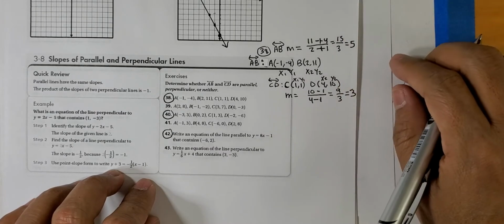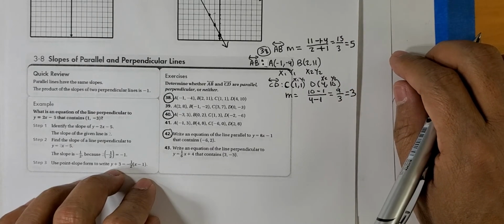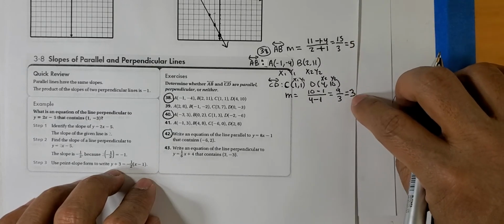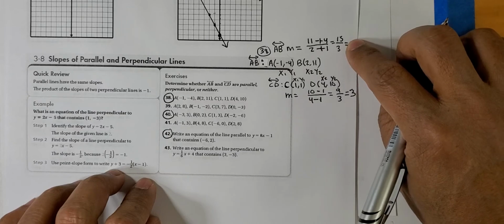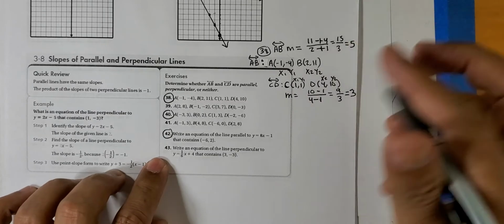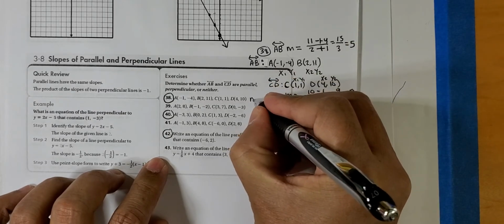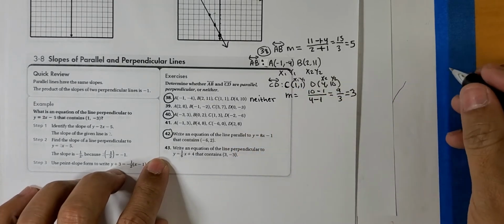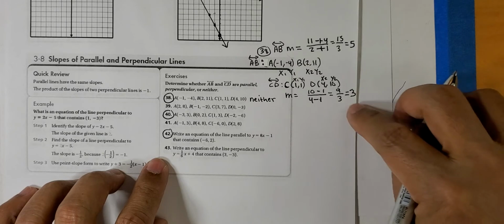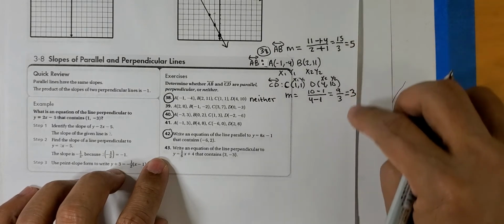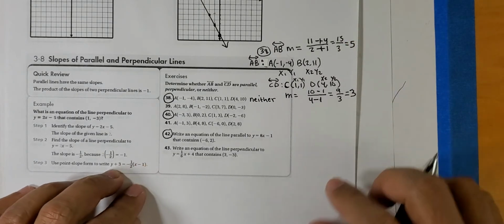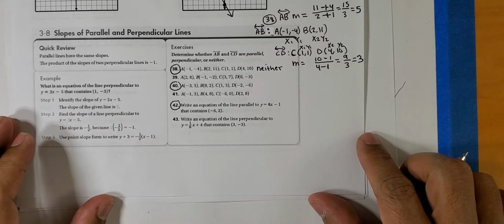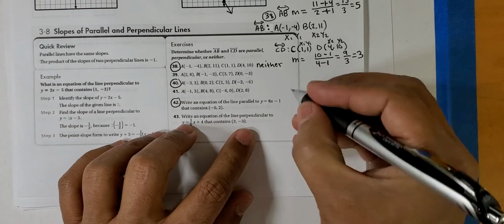So as you can see, AB has a slope of 5, and this one has a slope of 3. Are they parallel? No, they're not parallel. Are they perpendicular? Are these negative reciprocals? Or if you multiply 3 times 5, does that give you a negative 1? No. So these are neither. Okay, they're not parallel and they are not perpendicular because they don't have the same slopes and the slopes are not opposite reciprocals. Okay? Any questions on number 38? All right, let's go to number 40 then.